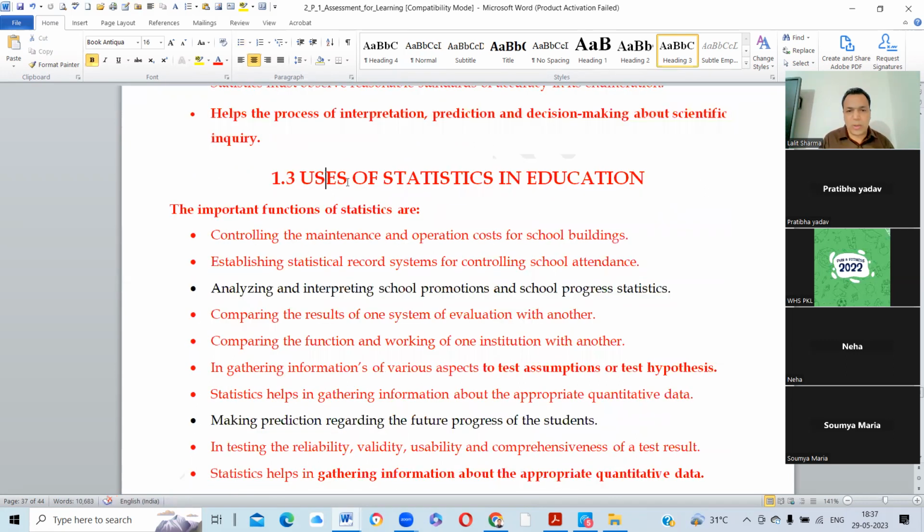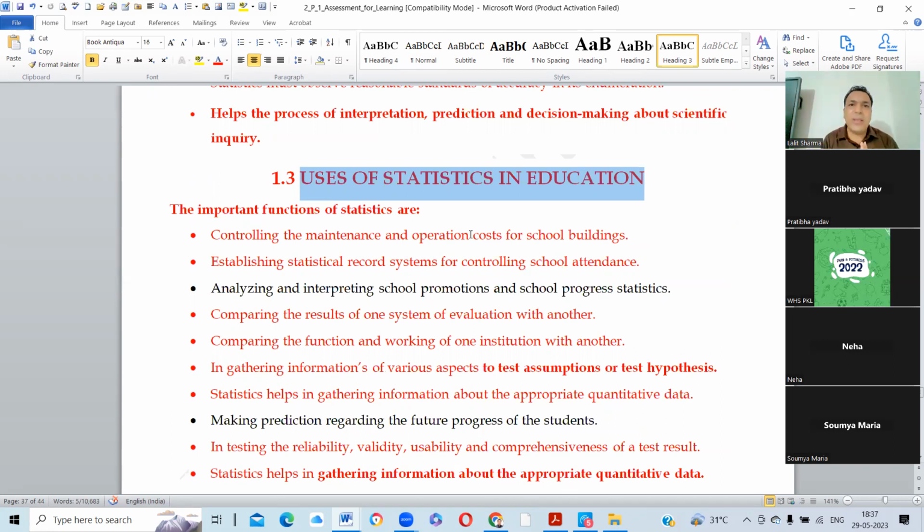Now, uses of statistics in education. Sometimes these short questions come. Uses of statistics in education. Now, what we do, without reading, we discuss. I ask the question from you. What is the use of statistics in education?